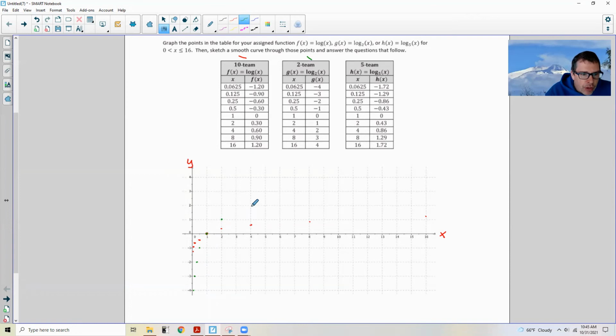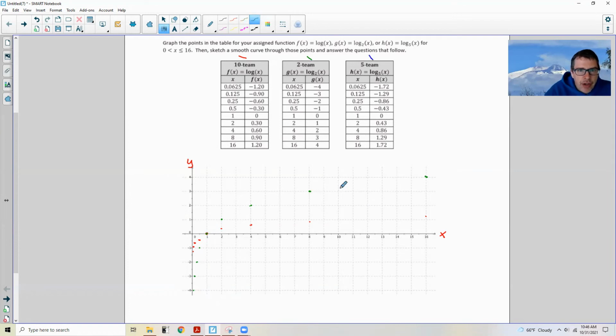Over 4, up 2 is here. Over 8, up 3 is here, and over 16, up 4 is right there. So as you can see, it is also curving up and going to positive infinity. Going to the left, it goes down to negative infinity but will never get to the y-axis, and it crosses at (1, 0).